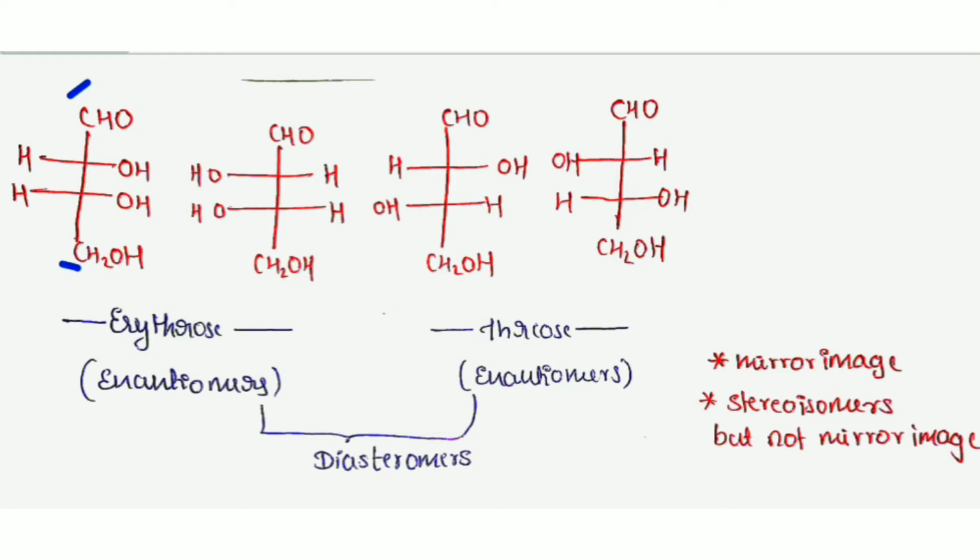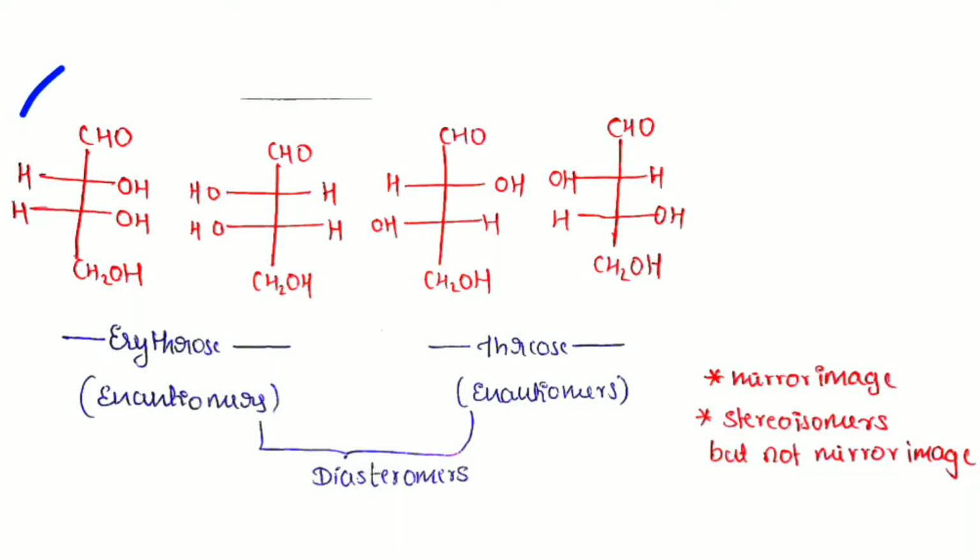The groups are on the same side, these two OH on the same side, so it is called erythro nomenclature. This example is also the same. In this case, the molecule is dissymmetric, but the same groups are on opposite corners of the Fischer projection. This is threo nomenclature, same as this example.